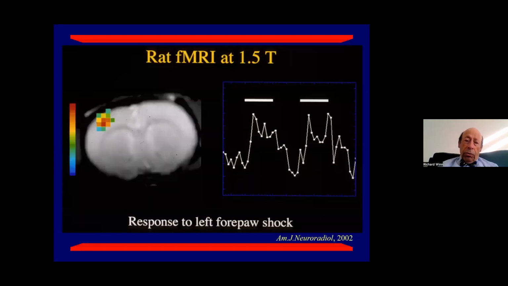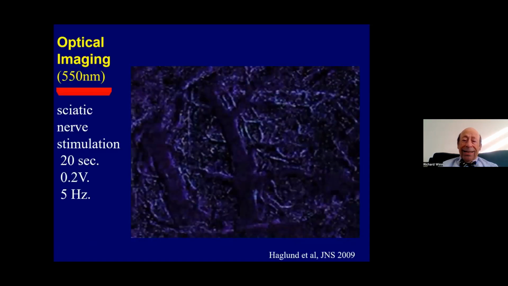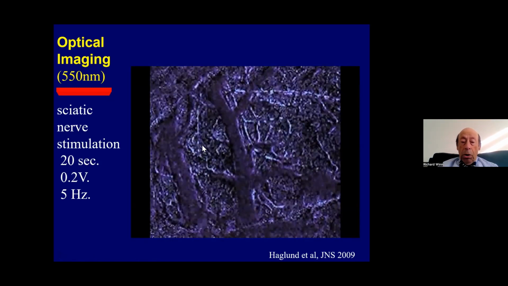We also use functional MRI to localize hind limb cortex. Here's a different way that we published with Mike Haglin, looking at optical imaging. And this is just to show the focality of sensory hind limb cortex. It's quite small. You're going to see it.